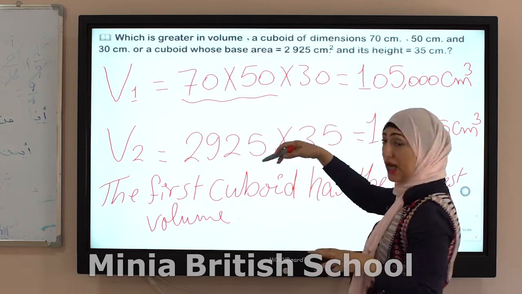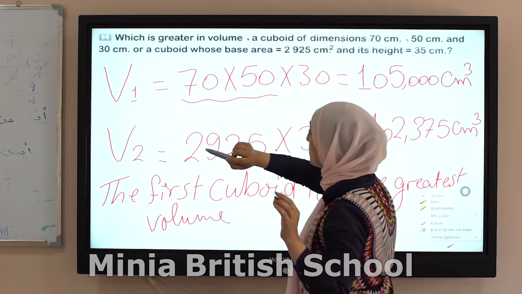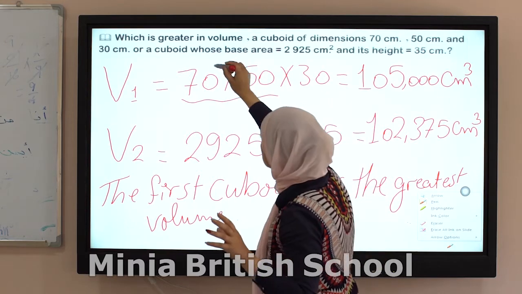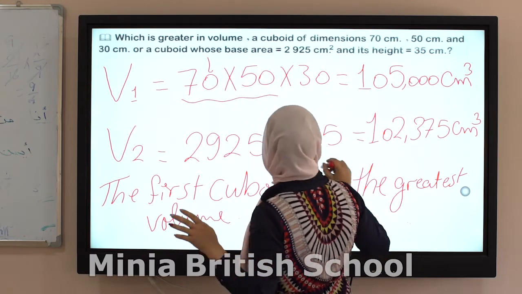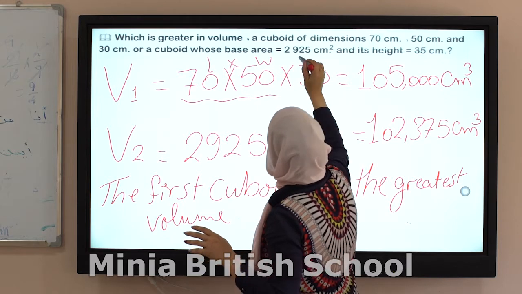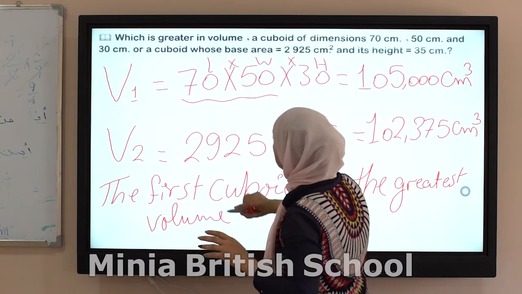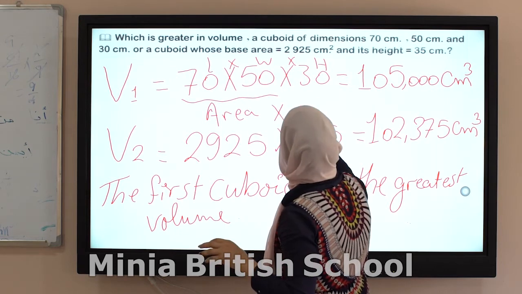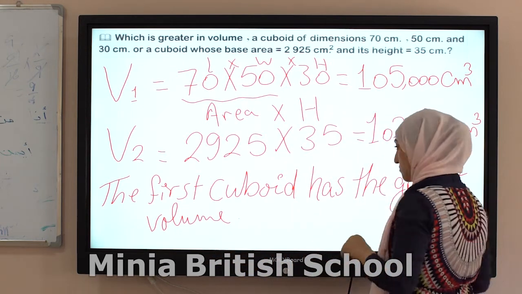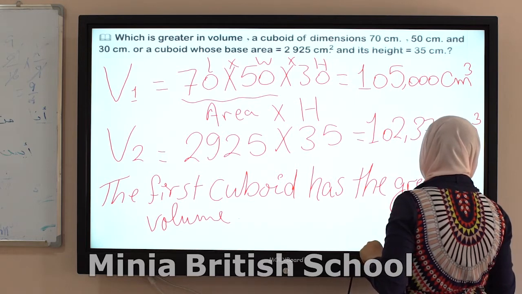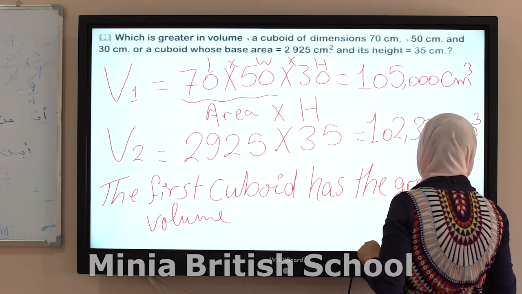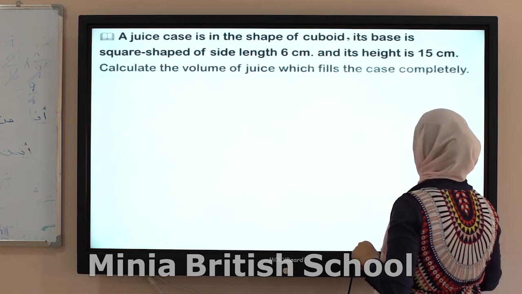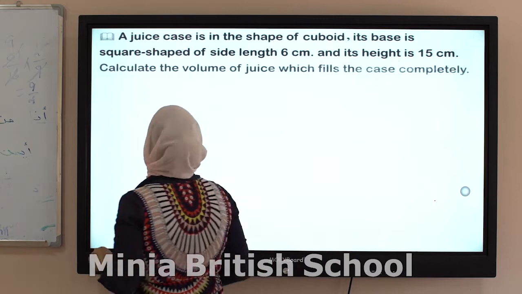But in all cases, I have first to write the rule and substitute it, okay? Length times width times height, and here area times height, okay? Let's see this one.